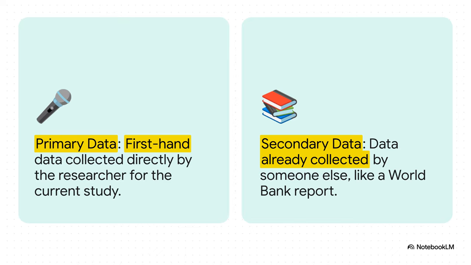You've got primary data, which is what you go out and collect yourself, like, say, surveying students directly for your study. Then there's secondary data, which is information someone else has already gathered, like using national education stats from a government census. Both are super useful, just for different things.